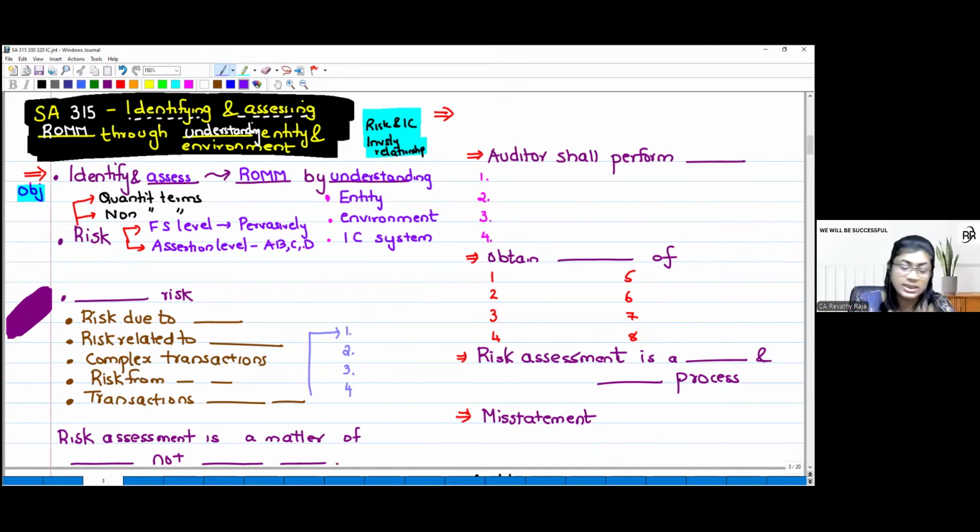What is A, B, C, D? AB is account balance, balance sheet item. C is class of transaction, P&L account item. D is disclosure notes. So guys, for risk assessment, these two levels we said, is it and or or?